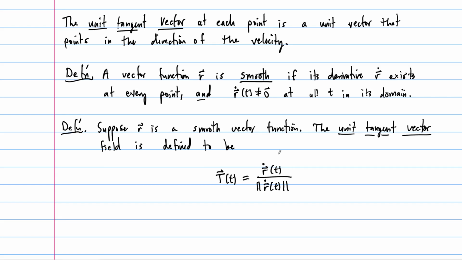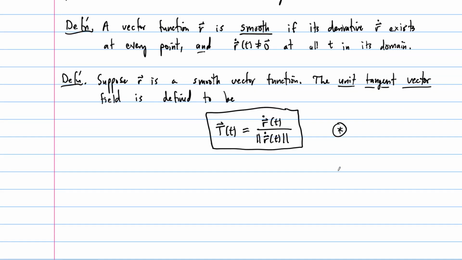Again, we made the assumption that it's smooth, so smooth means that we can divide. Number one, we can take the derivative, and number two, we can divide by the length without having to worry about it being zero. All right, so that's the unit tangent vector. All right, let's do an example now.